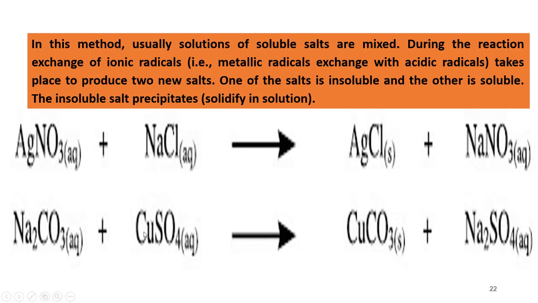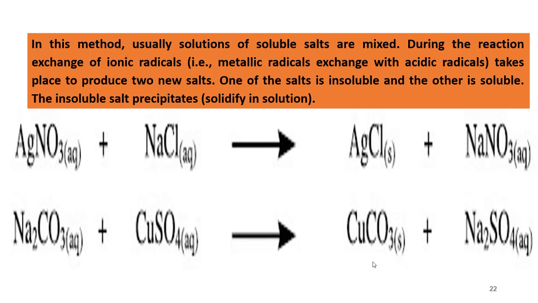Let's see the reaction. Copper combined with carbonate to form copper carbonate. The first one, the small s indicates that it solidified or it precipitates in the solution, while sodium combined with sulfate to form sodium sulfate. AQ in brackets indicates it remains in aqueous form or it is soluble form. So sodium sulfate is soluble salt and copper carbonate is insoluble salt. Two salts are produced, one of them is soluble and the other is insoluble.